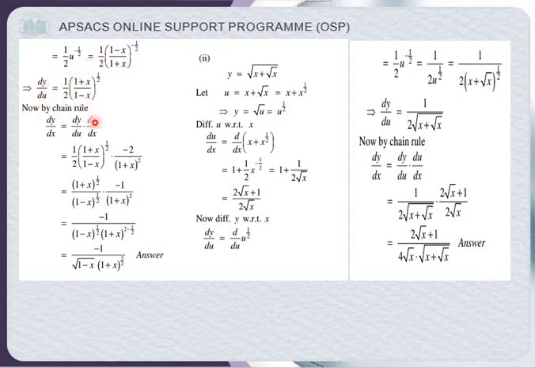Now chain rule. What is chain rule? Chain rule is dy upon dx equals dy upon du dot du upon dx, so du we can cancel. We know dy upon du and du upon dx, so now put the values, and after simplification we get the answer. In part 2 you can see y is equal to under root x plus under root x, and so on.